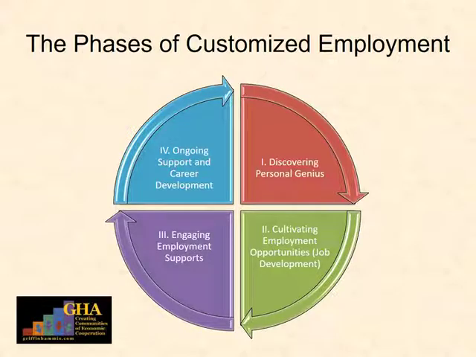No matter what form of employment services and supports for people with significant disabilities we may know about and use, all of them must do these four things. 1. Assessment, what we call discovering personal genius. 2. Job development, or connecting the job seeker and employment opportunities. 3. Provide or develop the appropriate supports on and off the job to help the new employee succeed. And 4. Planning for ongoing supports and continued career development.